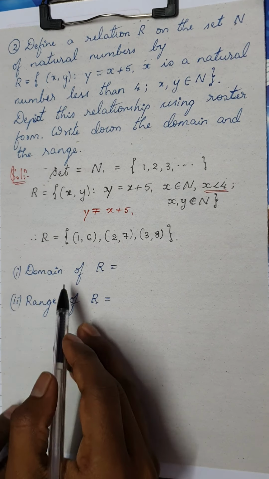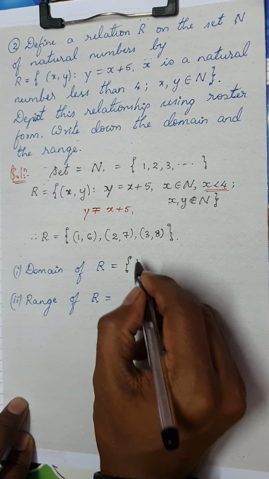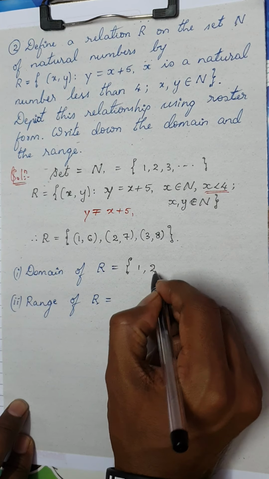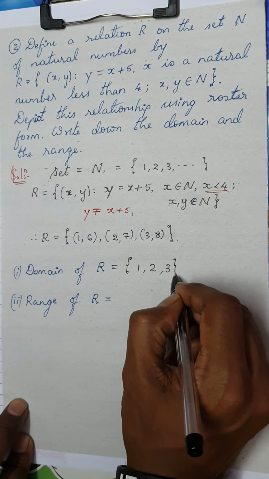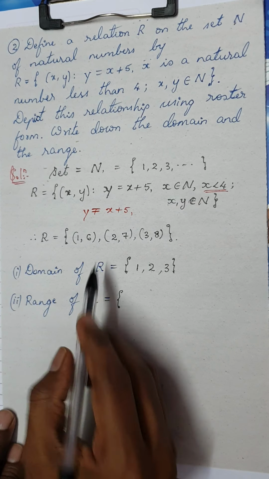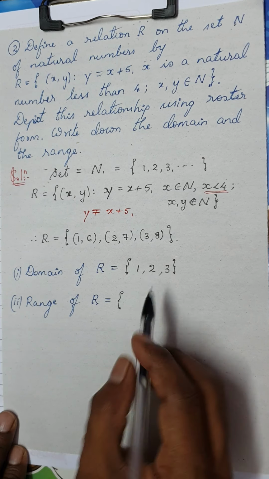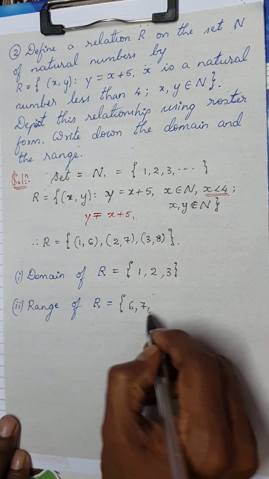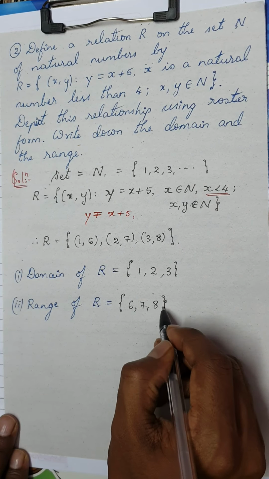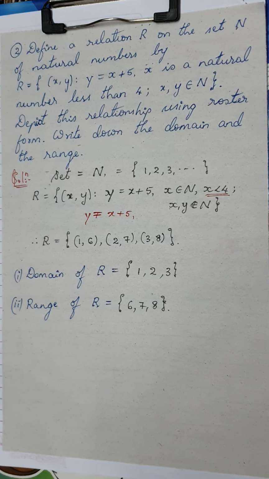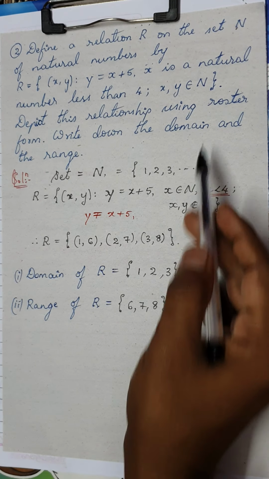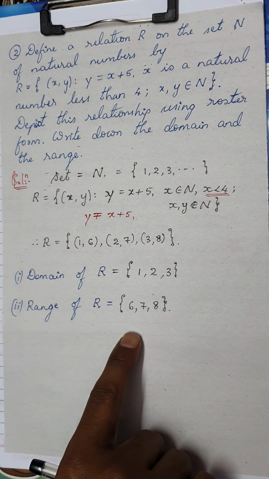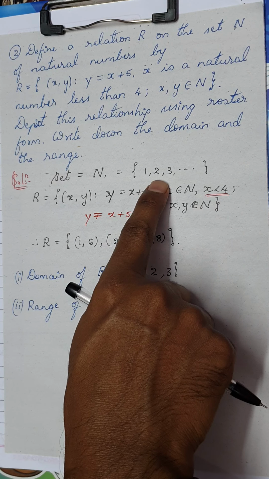Now, let's write the domain of R. What is the domain of R? It is a set containing all the first elements. So, what are the first elements? 1, 2 and 3. Similarly, if you want to write the range, write all the second elements in the relation. So, the set of all second elements is 6, 7 and 8. This concludes the solution for this question. It just asks you to write the domain and range. That is enough. You need not worry about the codomain because the codomain will be the entire set N. Is it clear?